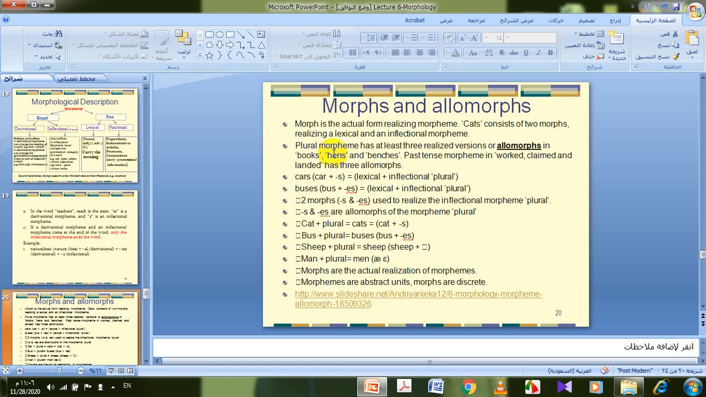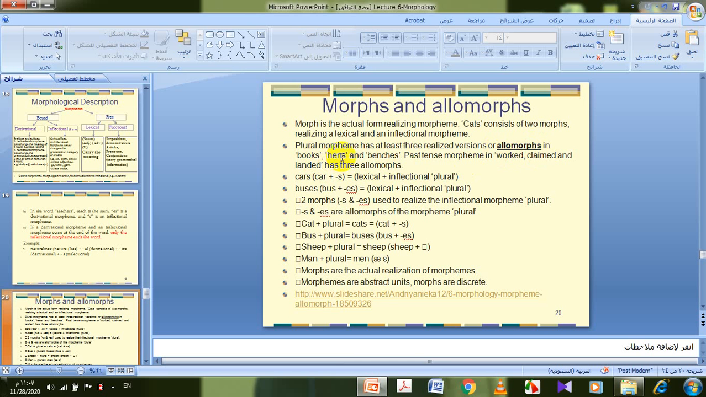So a plural morpheme has at least three realized versions, meaning the physical realized versions. They have three realized versions or allomorphs. So the three versions here are called allomorphs of the same morpheme. Allomorphs means other morphs. In boxes, hens, and benches.